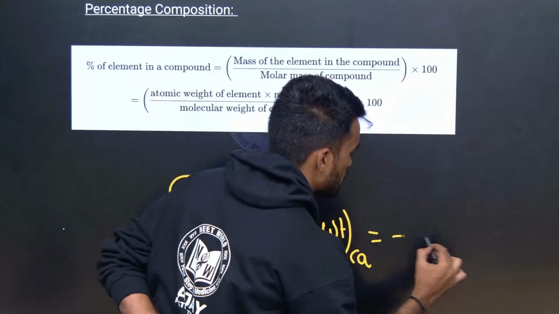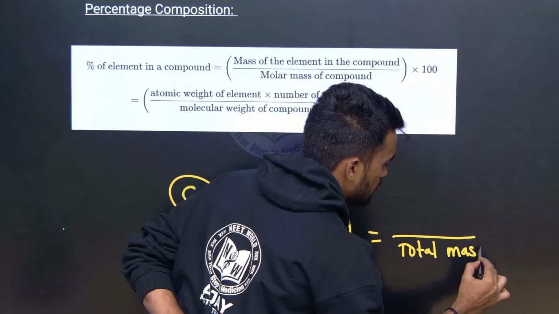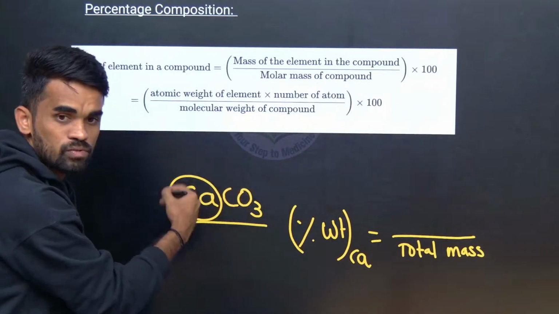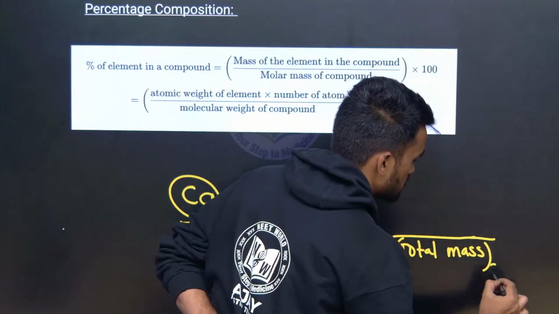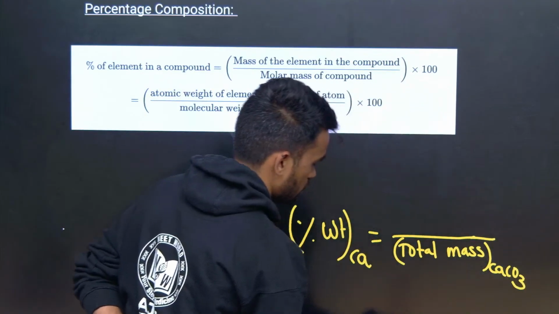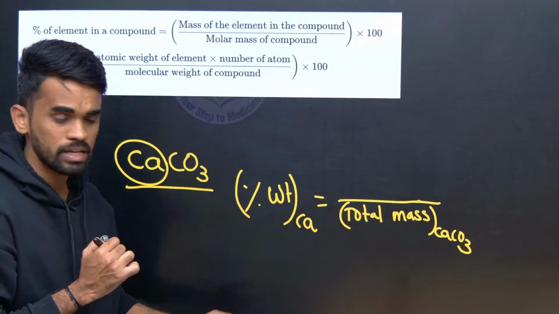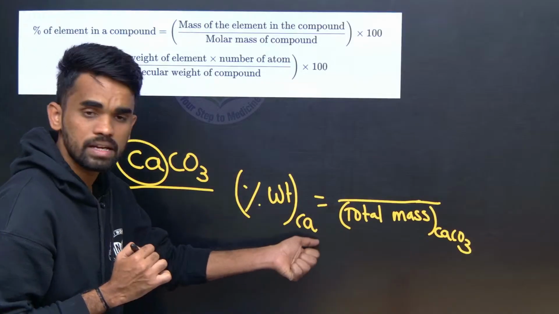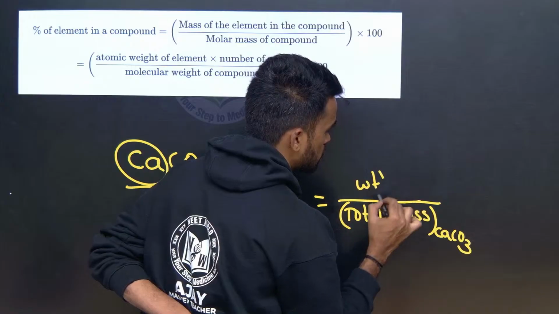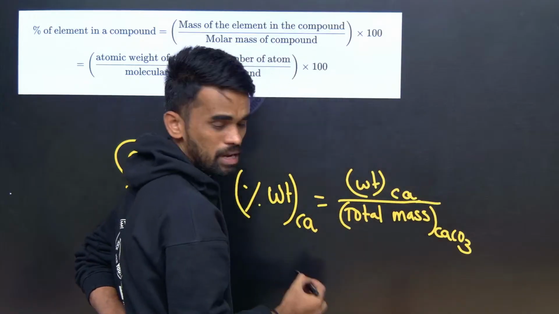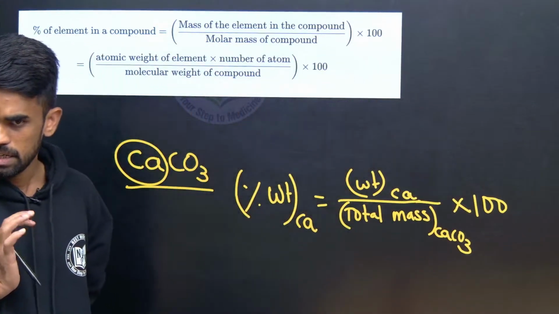So what do we need to take? Total mass, that is nothing but the weight of calcium carbonate we should take, right? In the denominator, total mass you have to take. What I am asking for is calcium now, so you take the mass or weight of calcium. Percentage I am asking now. So this is how you can do it, right? Is that clear or not?